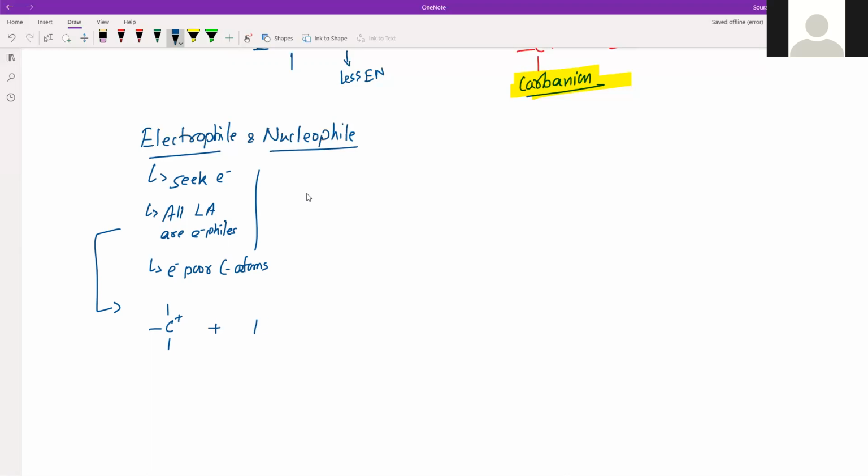And suppose there is a base. A Lewis base will be shown like this, which has an electron pair, a lone pair, or a negative charge. That means there is more charge here. So again, how will I show the transfer of electrons? Like this. Due to this, what will be formed? There will be this CB. Now this is the Lewis base, this is the Lewis acid, and this is a carbocation.